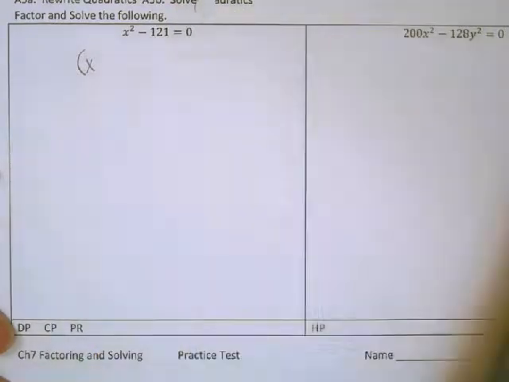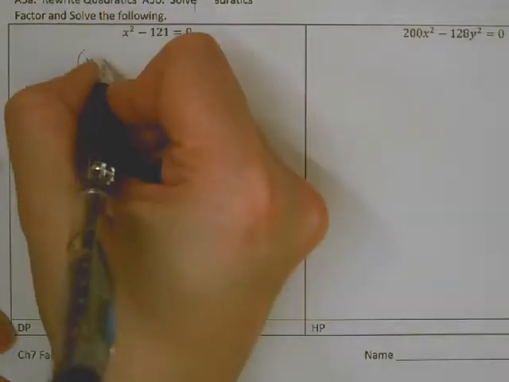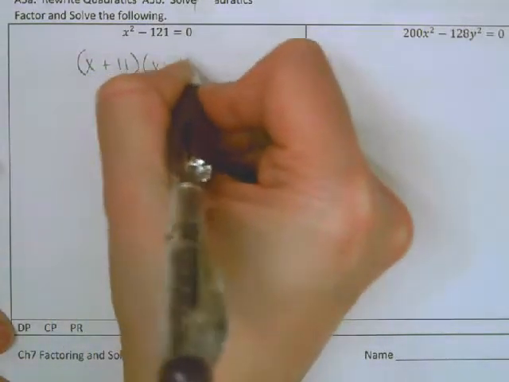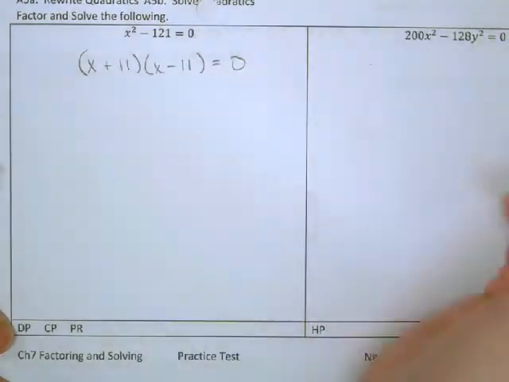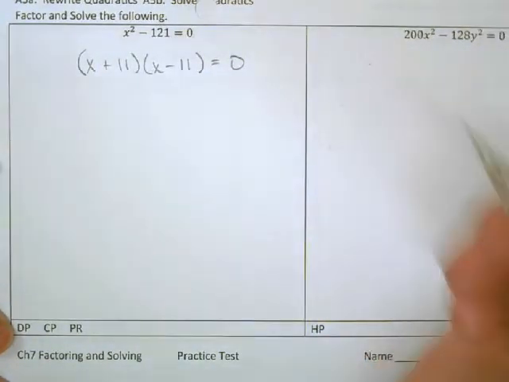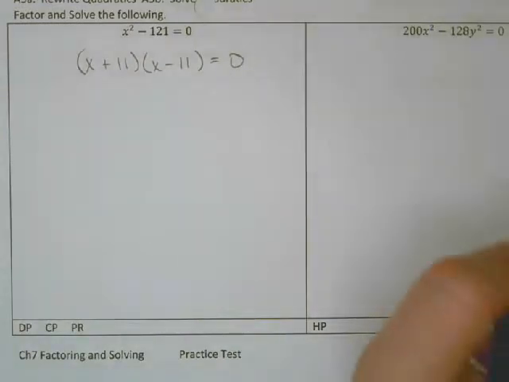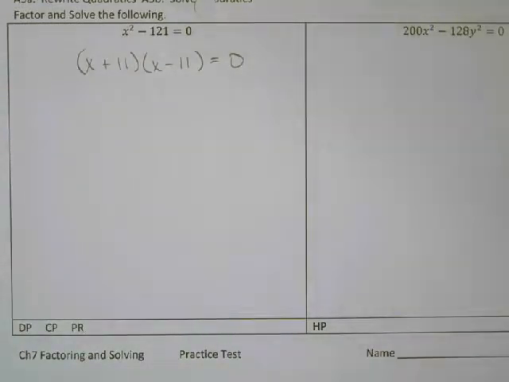That gives me 11. So one of my factors is going to be x plus 11 times x minus 11 equals 0. That's my factored form, and I can jump right to that because of that difference of squares. Now, if you want an explanation as to why that works, then you need to go back to the video, the cheat sheet, and watch that part over again.